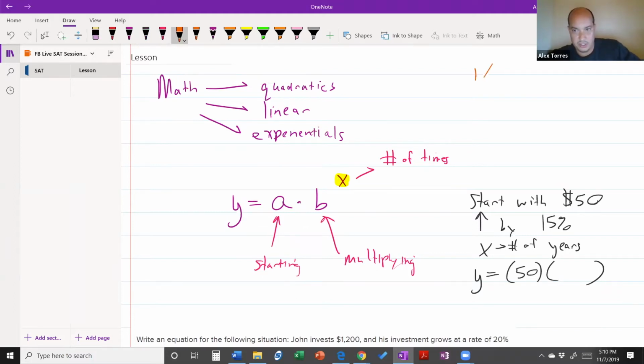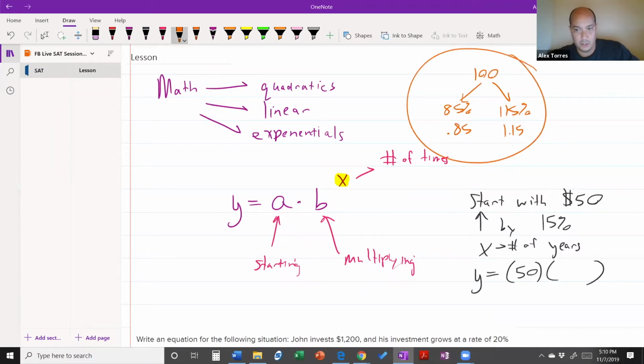And then the thing you're multiplying it by, now there's this inherent kind of involvement of percents here. With percents, you start at 100%. And if you increase or decrease by 15, it would go up to 115 or 85. And when you go to use those mathematically, you need to put them in decimal form. So 1.15 or 0.85. So what we're going to multiply by here is the 1.15, and we're doing that x number of times.